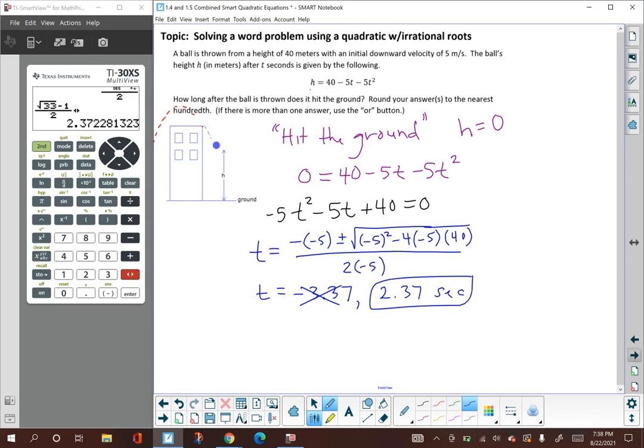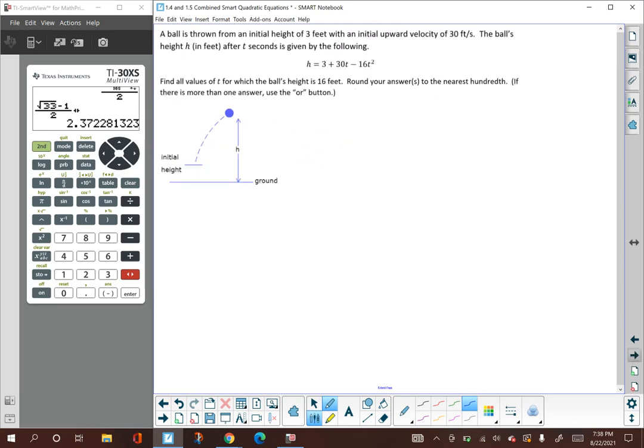Okay, so the other variation of this that you might see is something like this. A ball is thrown from an initial height of 3 feet. So this was 3 feet high. Initial upward velocity of 30 feet per second. The ball's height after t seconds is given by this lovely equation. We need to find all t values for which the ball's height is 16 feet. So we're still putting in our height right there, but this time our height is 16. I circled it and it looks like I wrote a 0, but our height for this problem is 16.